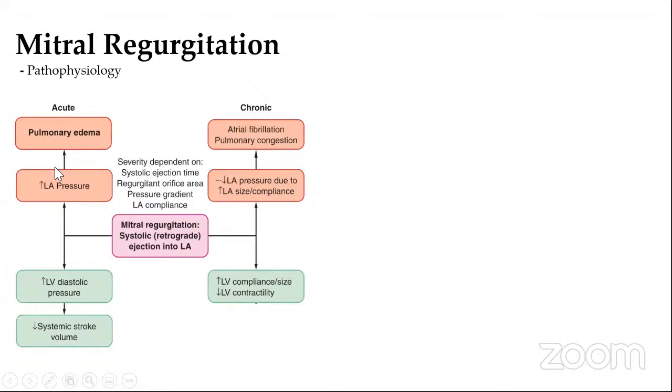In any case, like if the patient is ischemic and has a ruptured papillary muscle, this is in case of acute. In case of chronic MR, due to a problem in the valve, you're going to have normal to low left atrial pressure, because the left atrium now has some time to compensate. So it grows more in size and it gains more compliance. So this is going to lead to atrial fibrillation and pulmonary congestion slowly over time. On the LV side, you're going to end up with increased LV compliance and size because of the volume overload. And with time, you're going to end up with decreased LV contractility.